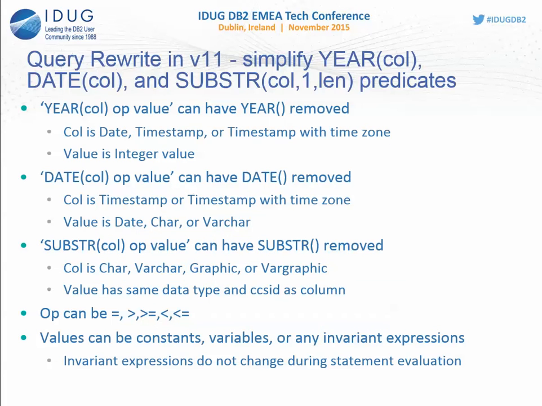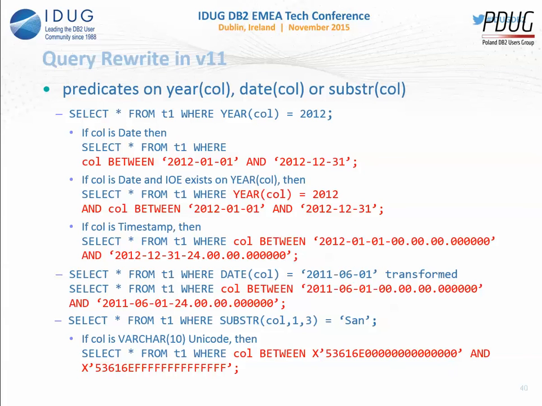In version 11, we do it even more, and QA yesterday was talking about this as well, and before yesterday. I will just explain it on examples, because it's more visible. Here we have a very simple example, where year of call equals 2012. In version 10 and below, this predicate would always be a stage 2 predicate, unless there is an index on expression. Basically, we need to first fetch all the data and then apply the function. In version 11, instead of having the built-in function, we are transforming it into a between predicate, so a range predicate, which can also be stage 1.